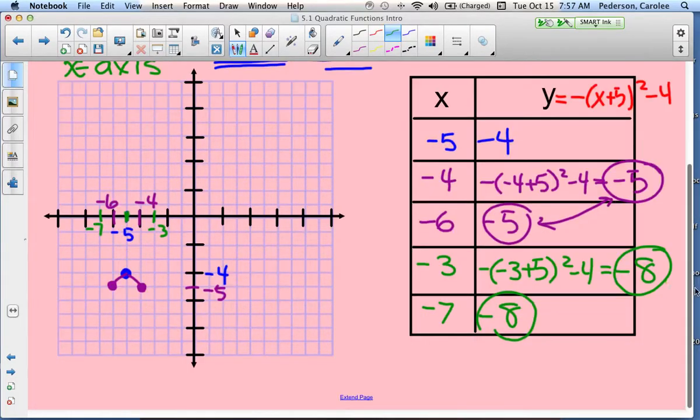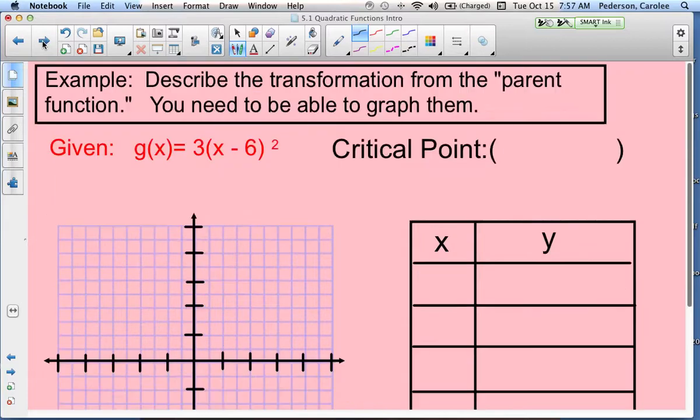So if we graph those 2 points, negative 3, negative 8, negative 7, negative 8. So now our overall graph of our quadratic function looks like this. It opens down, it has those points, we found it using the transformations. I just want to go through one more example. Now we're just going to take the time just to describe it. If you wanted to go further and actually go out and graph it, you could definitely do so.